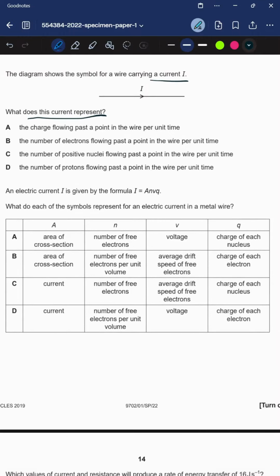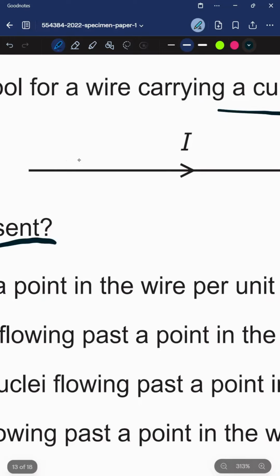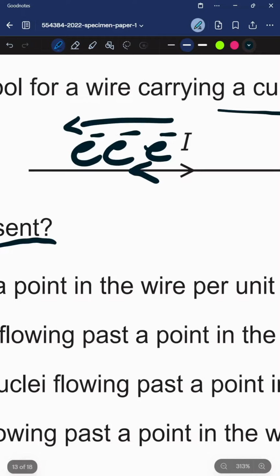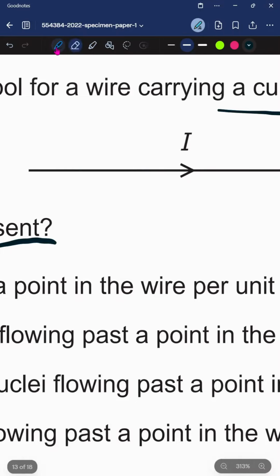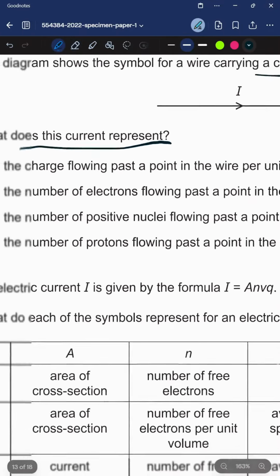So we know that whenever the current is flowing in a certain direction, this is the direction of the conventional flow. Although the electrons must be flowing this way, they must be going this way because the conventional current is opposite to the actual flow of electrons, right? So now let's analyze them one by one.